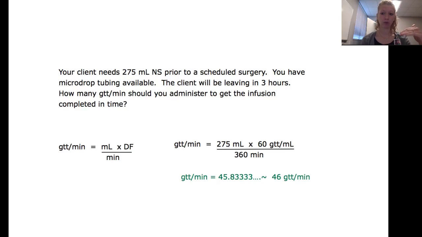In this case, when I'm looking at my chamber, my tubing can only drop 0 drops or 1 drop. It can't ever drop a partial drop. So it's always going to be rounded to a whole number again. So this 45.83 repeating will be rounded to 46 drops per minute. That's how fast I need to have my chamber drop every minute in order to get this full amount of solution in 3 hours prior to my client leaving.